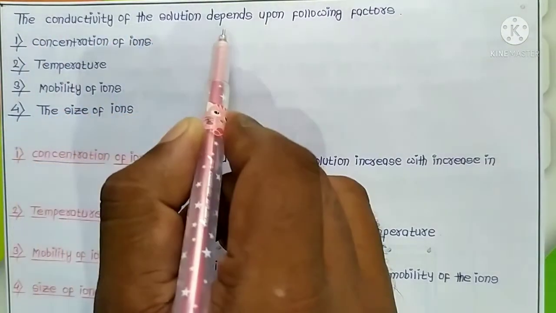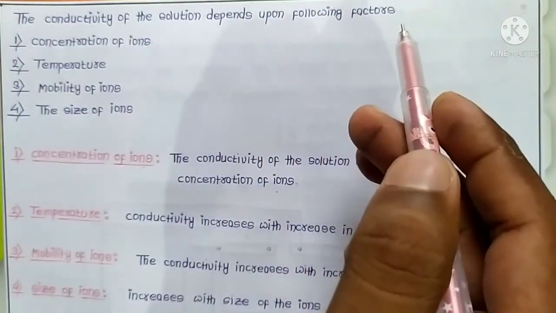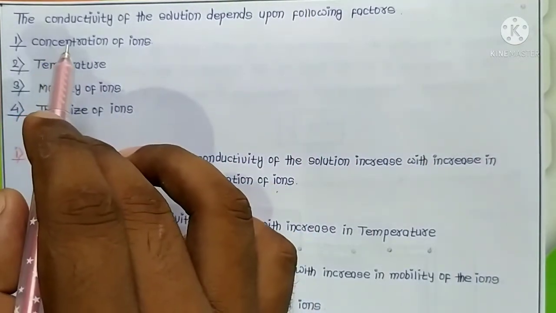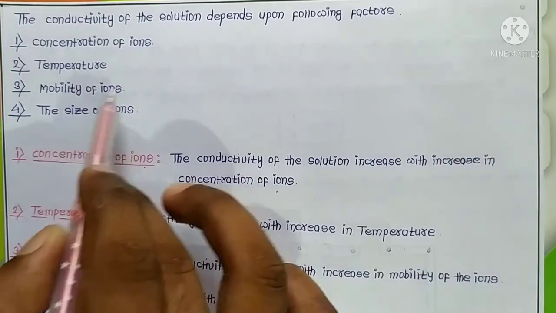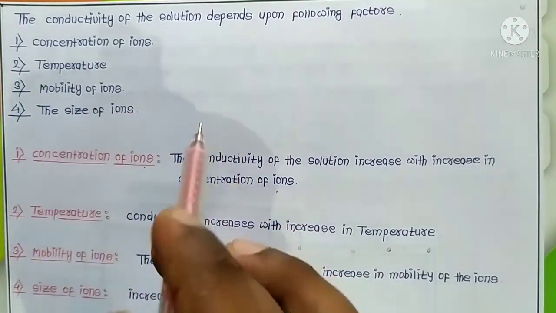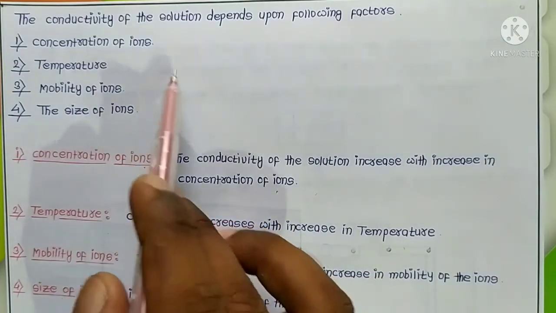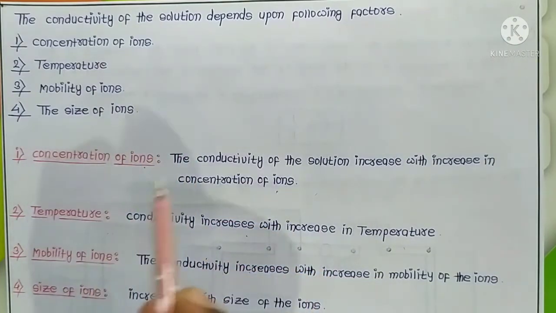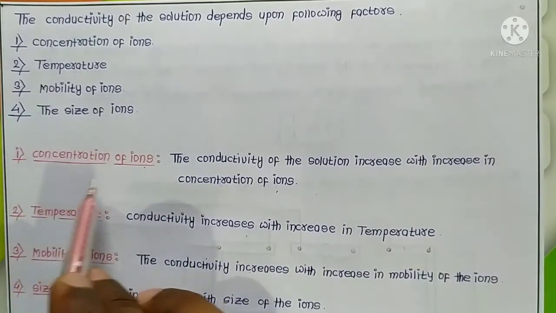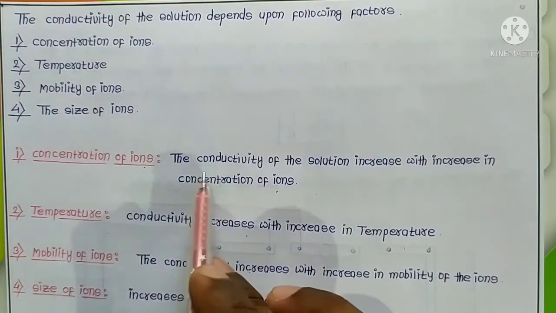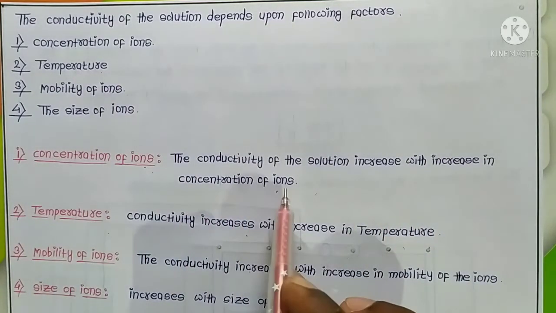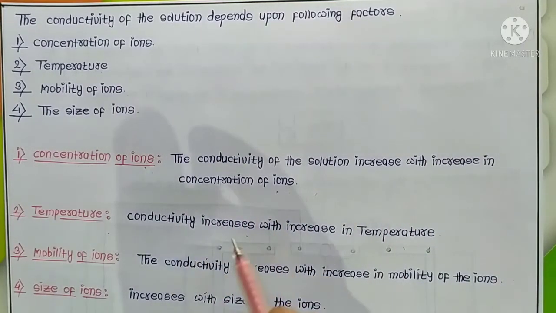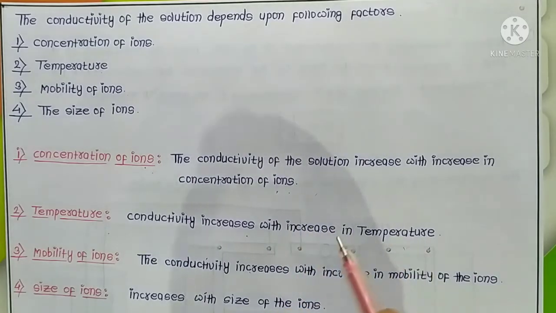Now the conductivity of the solution depends upon some factors, such as the first one is the concentration of ions, the second one is the temperature, the third one is the mobility, and the fourth one is the size of the ion. Now let's see one by one the effect of these factors over the conductivity or conductance of the solution. First one is the concentration of ions. The conductivity of the solution increases with increase in concentration of ions, because if the number of ions inside the solution increases, then automatically the conductivity of the solution also increases.